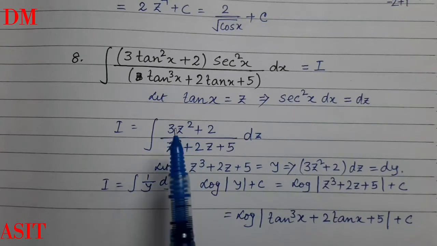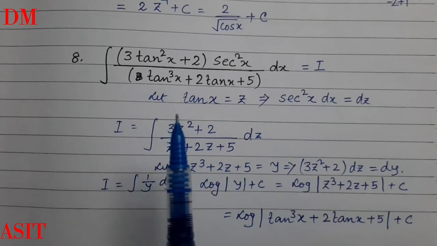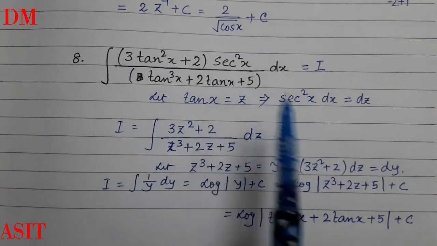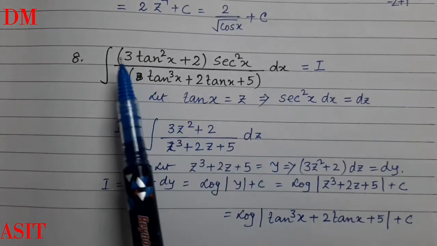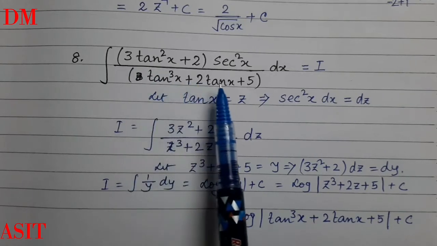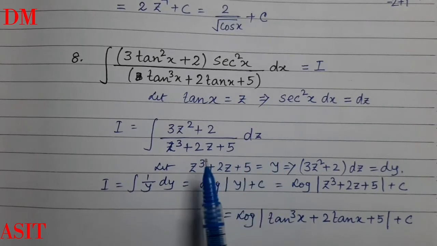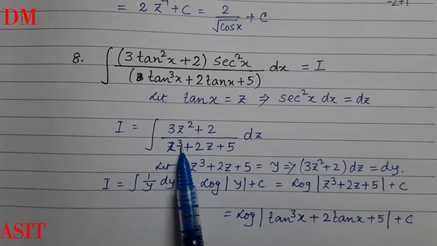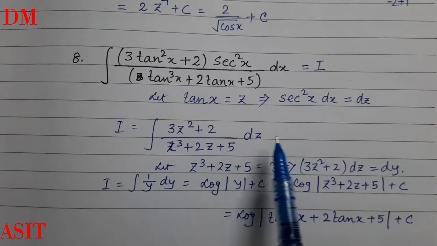Here the important thing is which function you are taking as a substitution. If you can find the proper substitution, then the answer to the question will be very easy. So this is dz now. Now this will become 3z square plus 2 by z cube plus 2z plus 5. Now here again we can see that we have to do a substitution. Why? Because z cube's differentiation is 3z square, 2z's differentiation is 2, and 5's differentiation is 0.